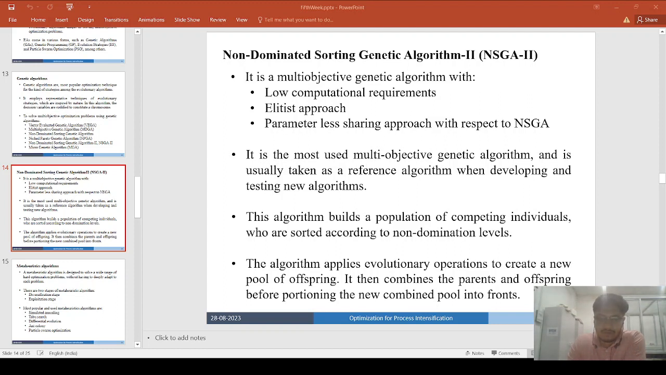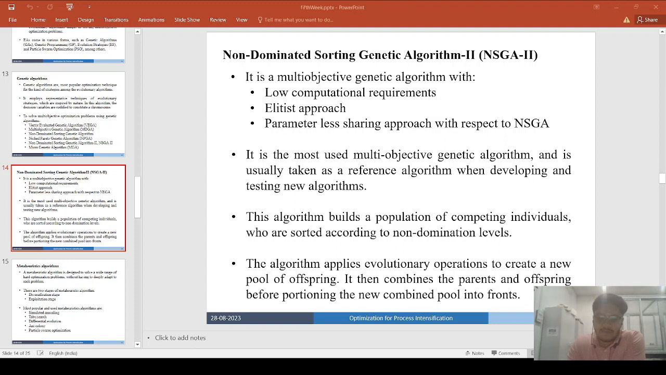That is, it is very computationally efficient; you can run it on a very low-level system also. It has an elitist approach and a parameter-less sharing approach with respect to the first generation non-dominated sorting genetic algorithm. It is the most used multi-objective genetic algorithm and is usually taken as a reference algorithm when developing and testing new algorithms.